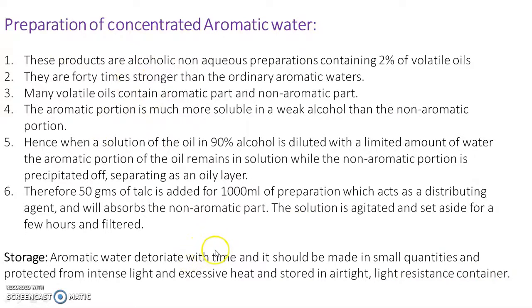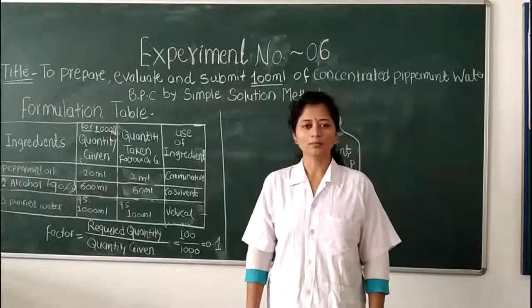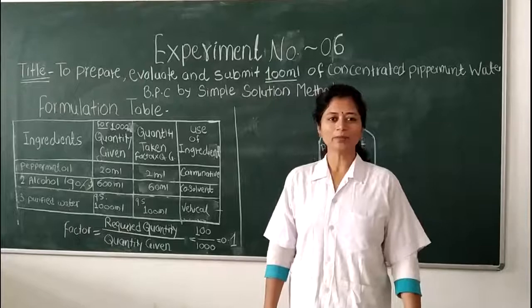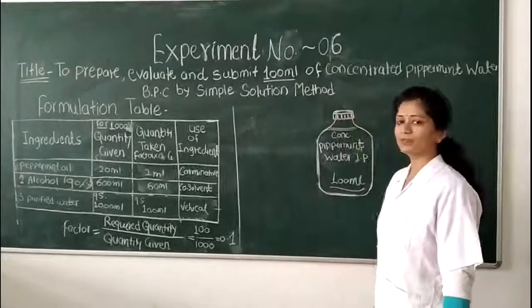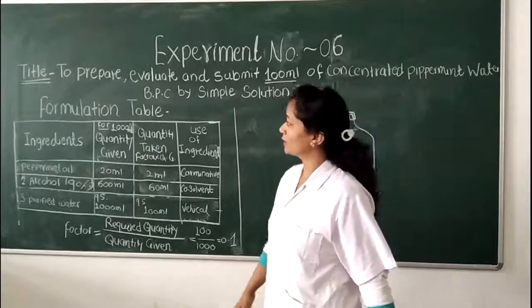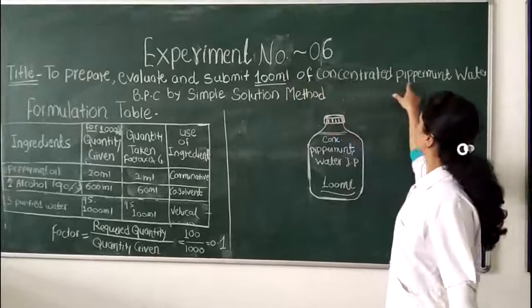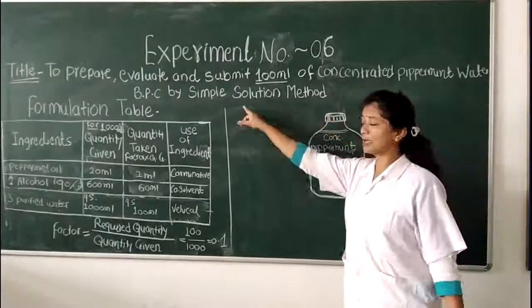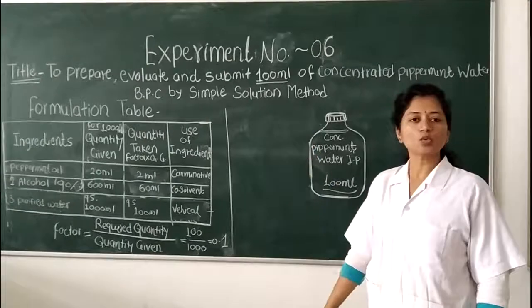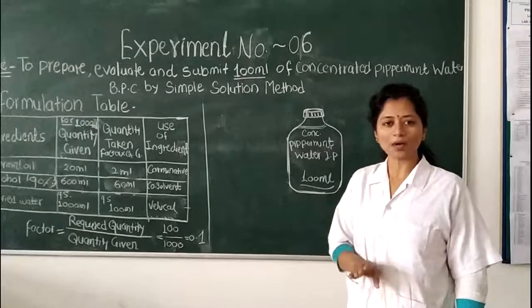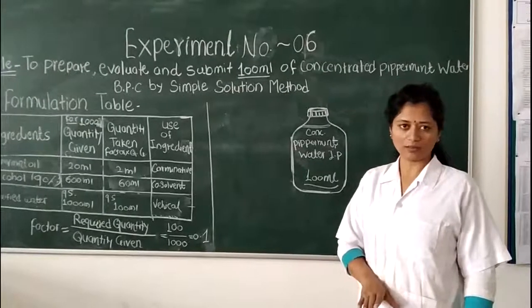Then next we move to the laboratory, and there we see our experiment. Welcome dear student to the pharmaceutics 1 laboratory. Our experiment is experiment number 6. The title of our experiment is to prepare, evaluate and submit 100 ml of concentrated peppermint water BPC by simple solution method. Simple solution method means we have to add the solution, mix thoroughly, and if it requires filtration, then filter it.